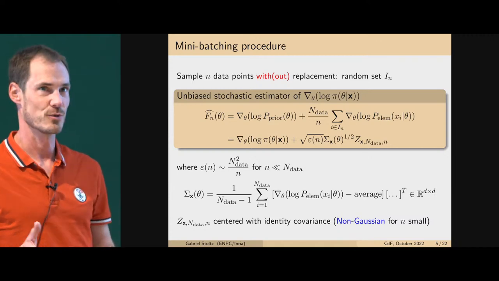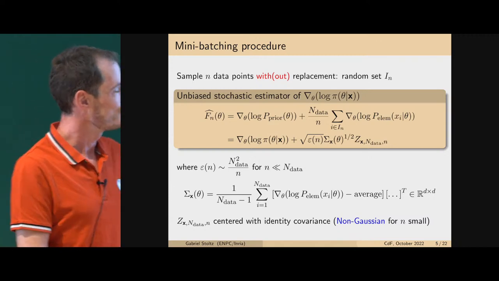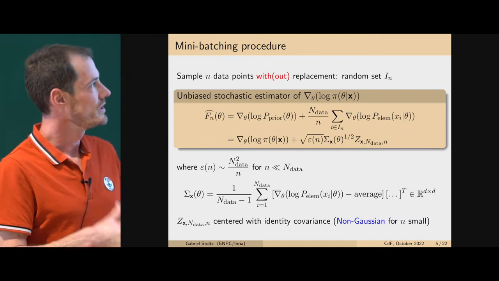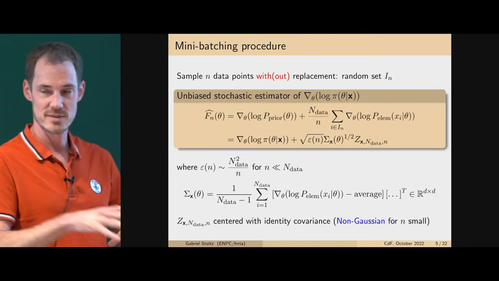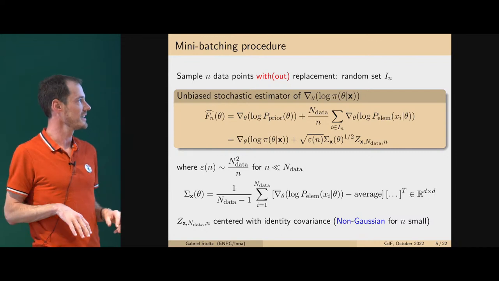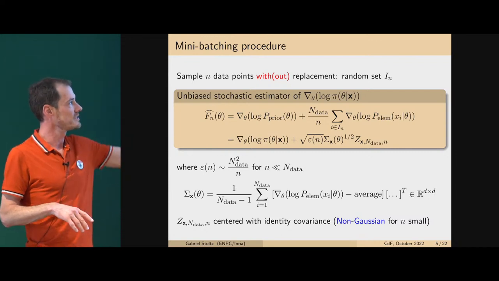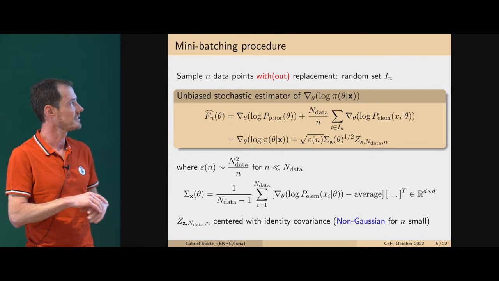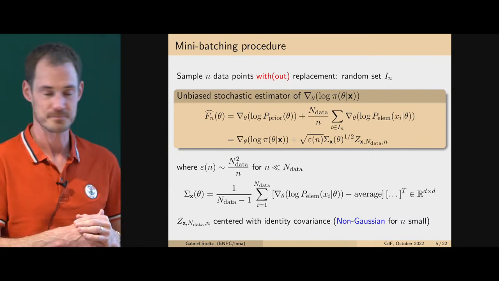where I'm just picking a certain number of points at random, with or without resampling. That's your choice as a user. And then you just renormalize. So if you take a little n points out of your large N_data number of points, you just multiply your average by N_data in order to have a consistent estimator.